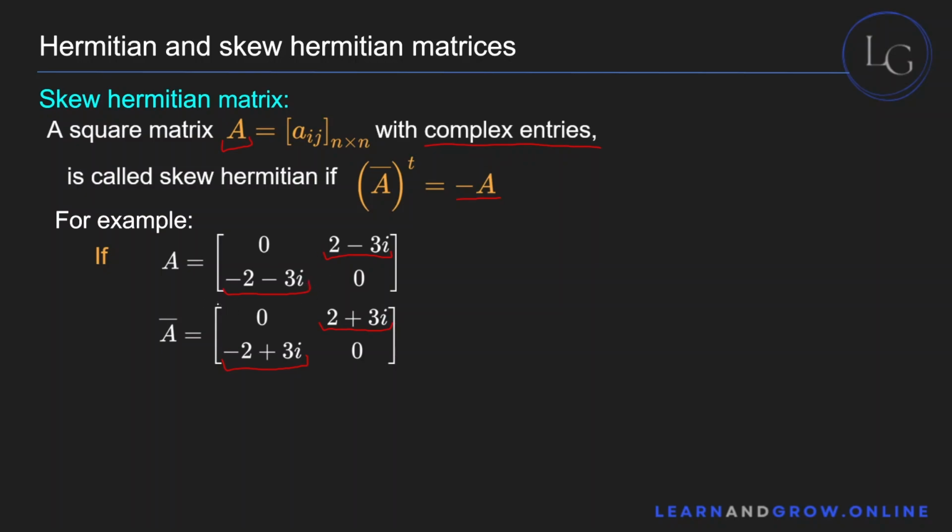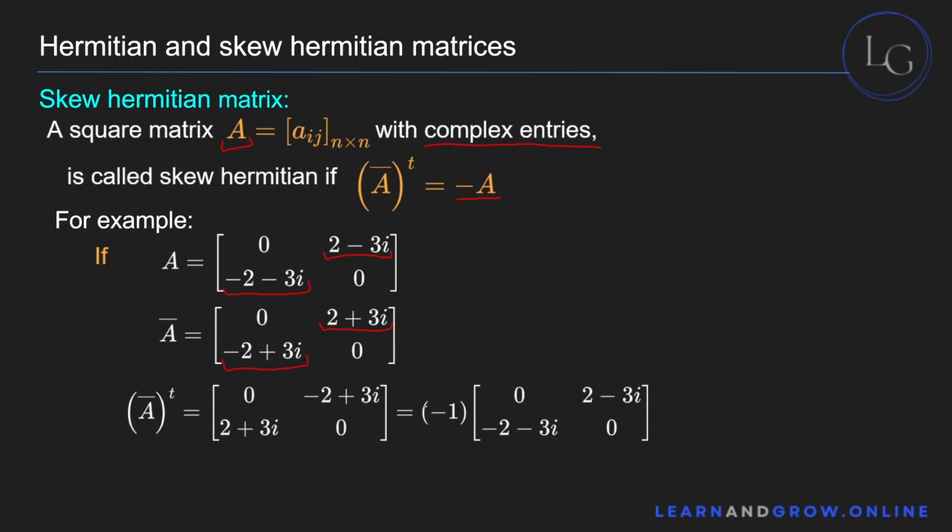Now, if you take the transpose of this, it will become this matrix, which is equal to, if you take minus 1 as common outside, it becomes minus 1 into the original matrix A. This is matrix A. So this is equal to minus A. Thus, A is skew-Hermitian.